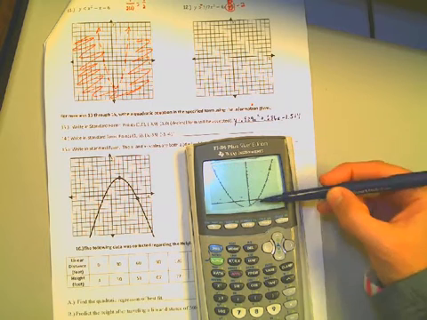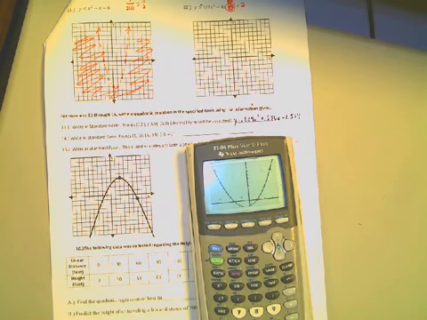So that's how we use the calculator. We don't always have to check it, but sometimes it's a nice feature. So you're going to use zoom 9 to help you with the window if you're having a hard time.